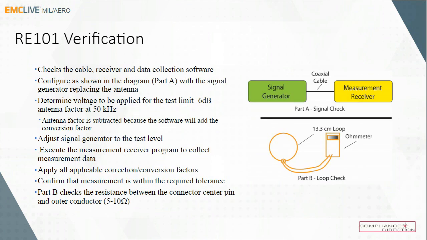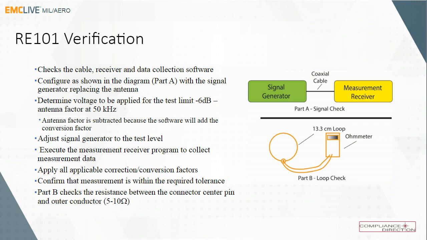Let's move over to the RE101. I'm going to go ahead and go through the emissions things before going into susceptibility. The RE101 verification checks the hardware, and you configure it as part A of the diagram with the signal generator replacing the antenna. So suddenly our antenna is not there. And so we need to be aware of that. Now the measurement receiver thinks it's there. We told it we're doing an RE101 test and we're using X antenna. So the antenna factors would be applied.